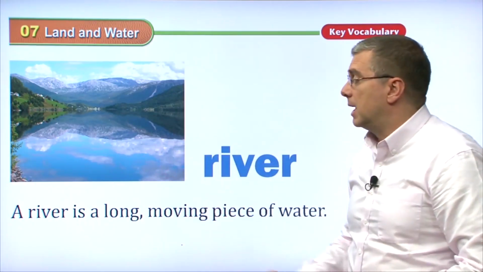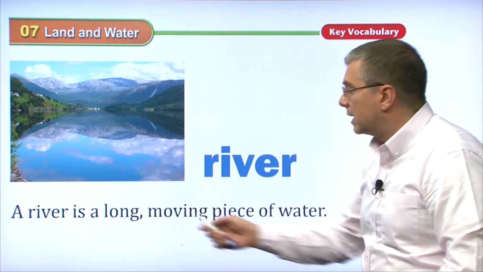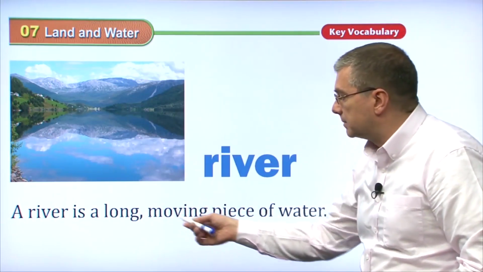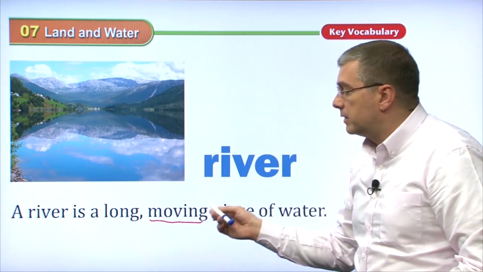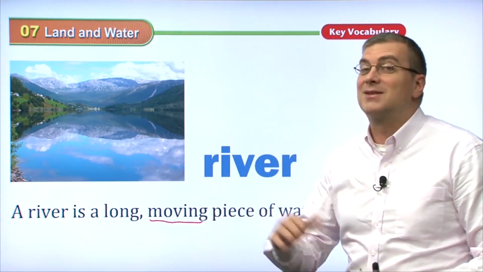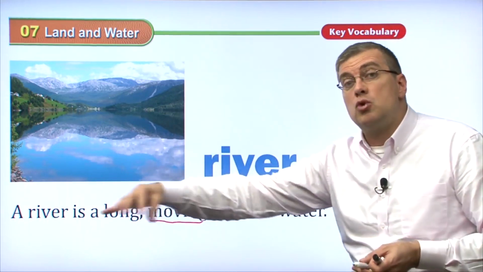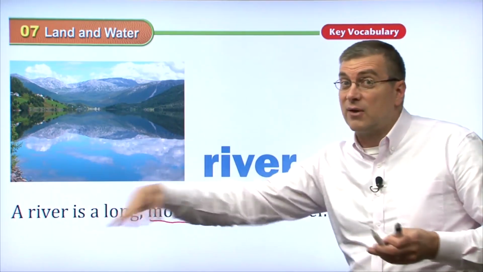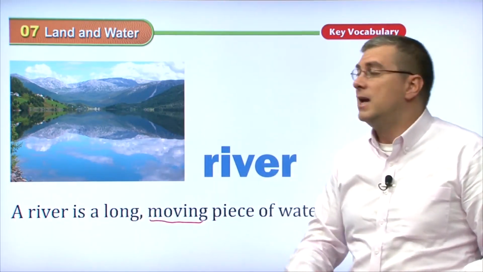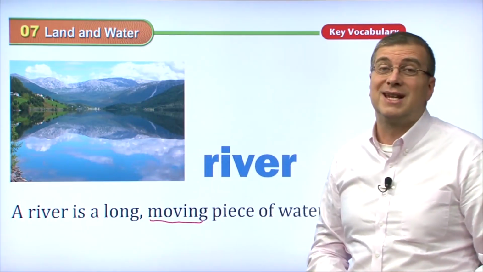If the water is not moving, it's a lake. We'll talk about that in a little bit. But a river is a long, moving piece of water. So the key word here is moving. If the water is moving, it is a river. If it's not moving, it's not a river, it's something else. So a river is a long piece of water that is moving along. Sometimes it's very fast and it's dangerous. You got to be careful. But sometimes it's slowly moving along. And it's very beautiful, very scenic.